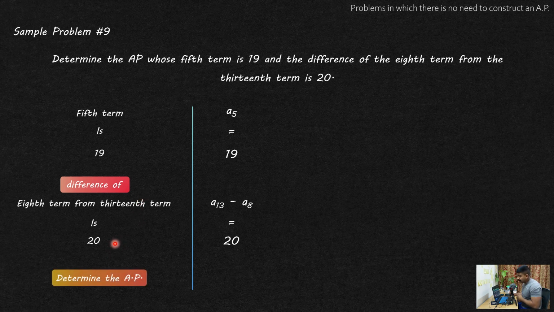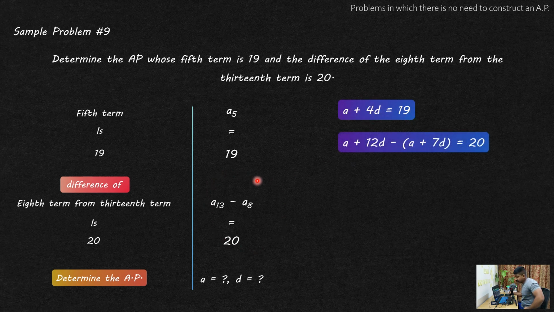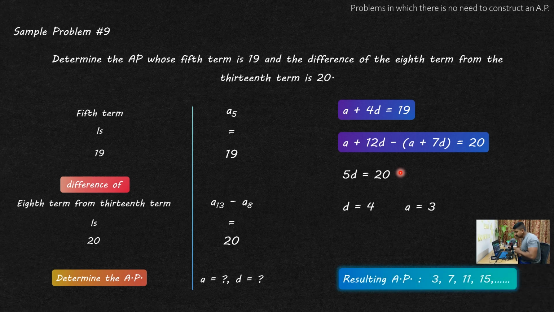Now finally we have to determine the AP. It means we have to find A and D. So from this piece of information we can write A plus 4D equals 19, and from this piece of information we can write A plus 12D minus A plus 7D equals 20. So here we have our two equations in two variables. 5D equals 20, D equals 4, and A equals 3. So the resulting AP is 3, 7, 11, 15 and so on.